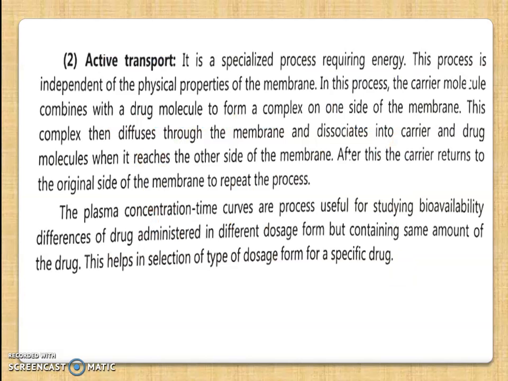Then comes active transport. It is a specialized process requiring energy. This process is independent of the physical property of the membrane. In this process, a carrier molecule combines with the drug molecule to form a complex on one side of the membrane. This complex then diffuses through the membrane and dissociates into carrier and drug molecule when it reaches the other side of the membrane. After this, the carrier returns to the original side of the membrane to repeat the process.